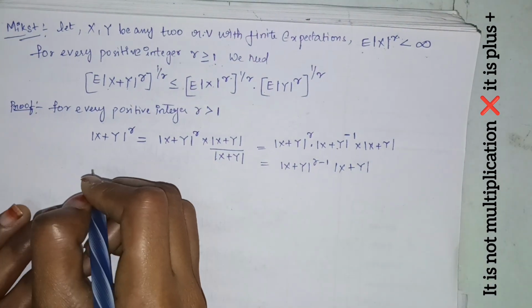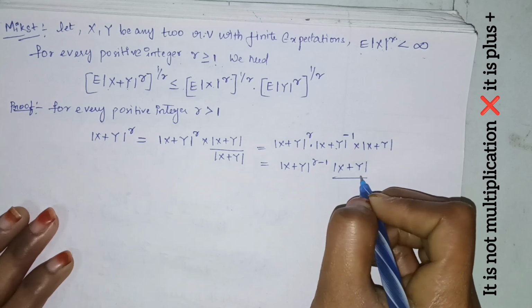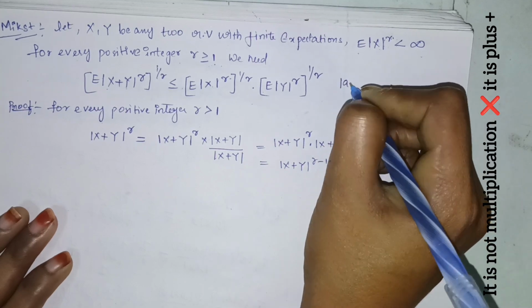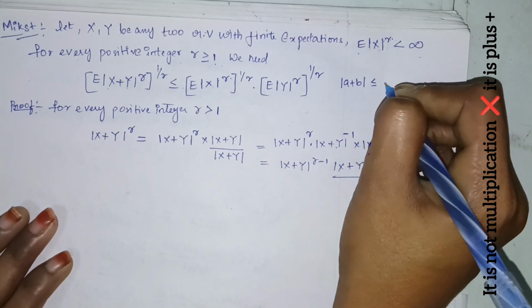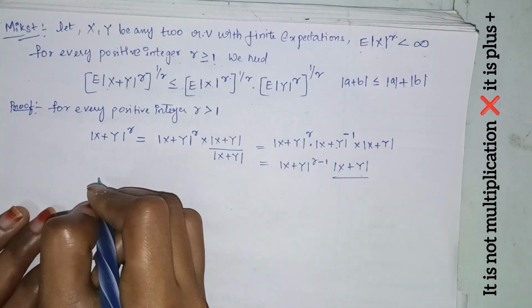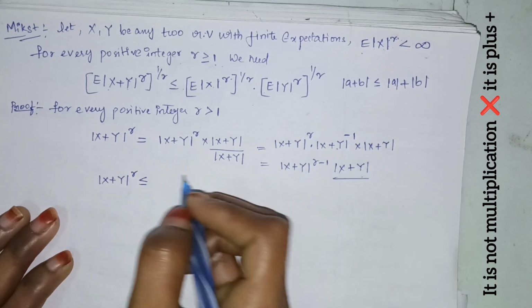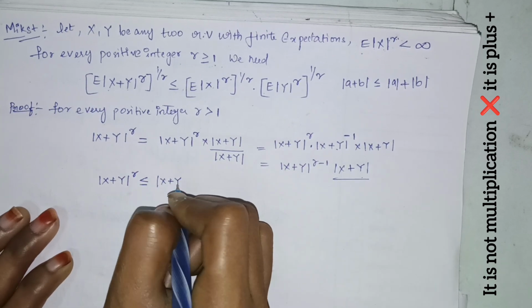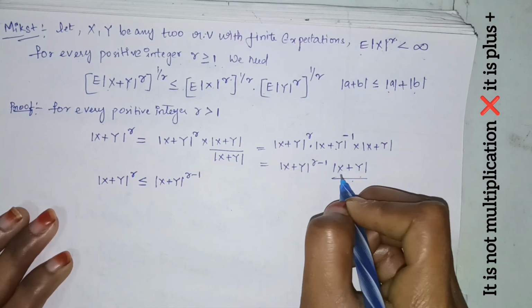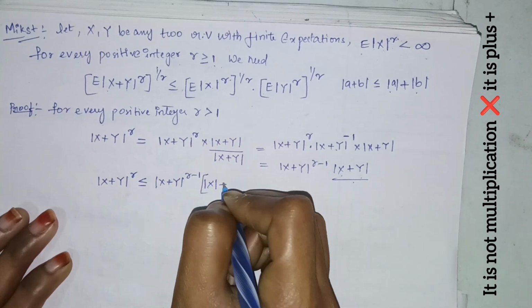Then for this mod x plus y, the second term, do you know the triangular inequality? Which is nothing but mod a plus b is always less than or equal to mod a plus mod b. So I get here mod x plus y to the power of r is less than or equal to mod x plus y to the power of r minus 1, into mod a plus mod b, which is mod x plus mod y.